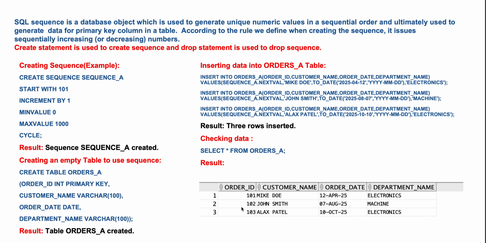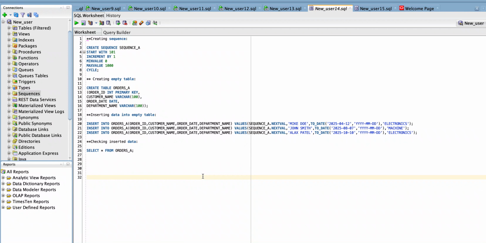Let me run this code in our Oracle Developer window and observe the result. This is the Oracle Developer window where I am going to run the code which I explained before. First step, creating a sequence. Its name is sequence_A, by using the create statement. Create sequence, sequence name, sequence_A. It starts with 101, increment by 1, minimum value 0, max value 1000, and cycle.